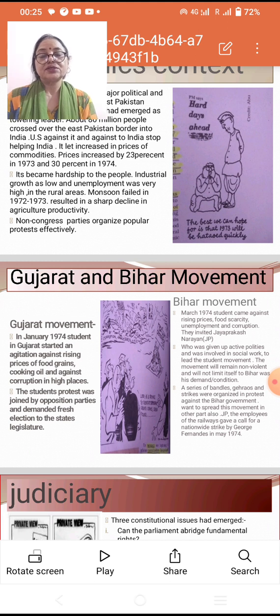And the youth generation requested JP, Jayaprakash Narayan, who had left politics and become a social worker: you have to lead our agitation against the government. He took the promise from the students and the people involved in the agitation that the movement must be based on non-violence and it would be a nationwide movement, and they promised to do the same.